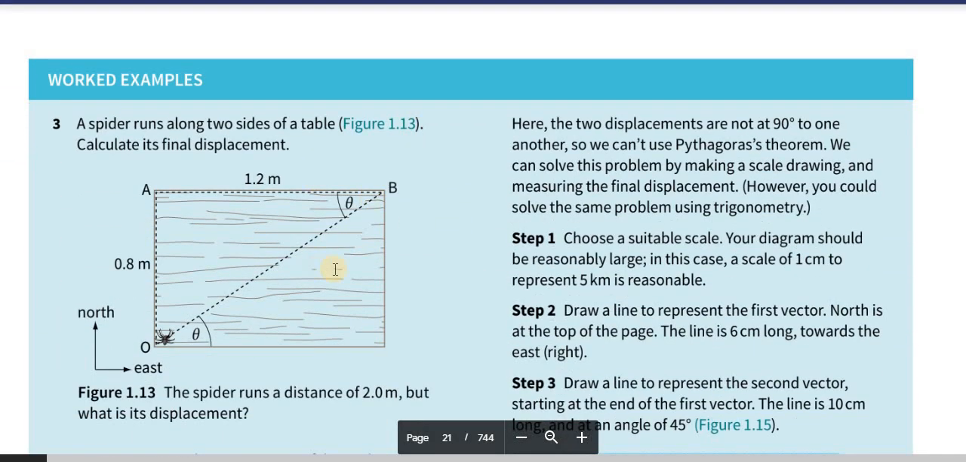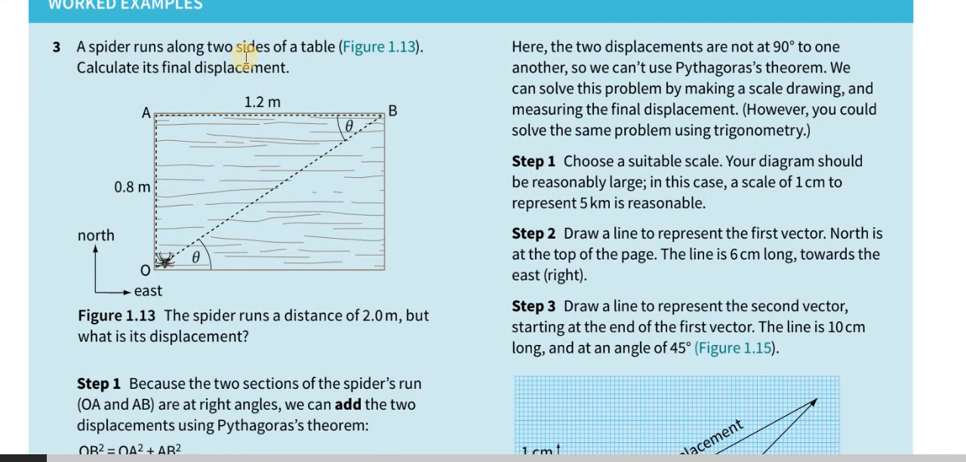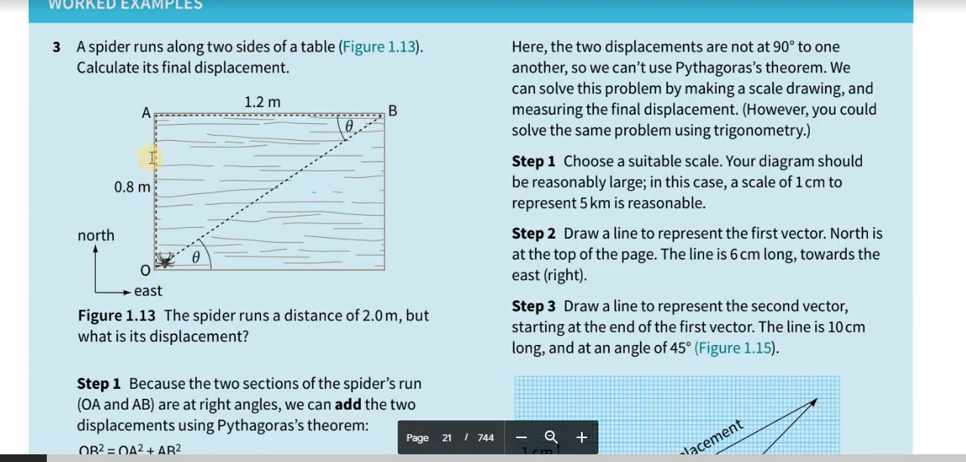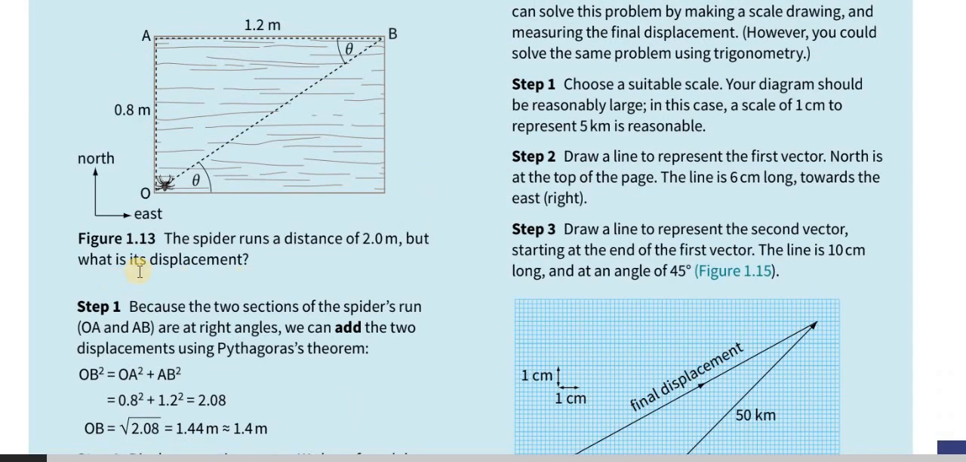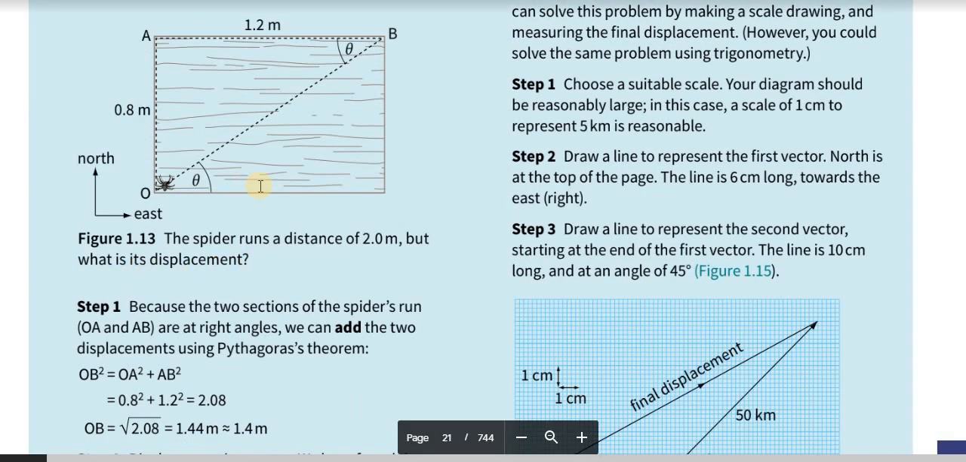Okay, then another worked example. A spider runs along two sides of a table. Calculate its final displacement. Okay, so what happens is it starts here, goes like this, from O to A, then from A to B. The spider runs a distance of 2.0 meters, but what is its displacement?